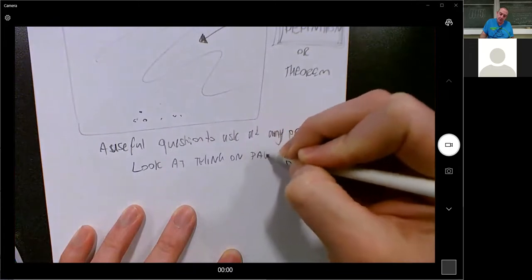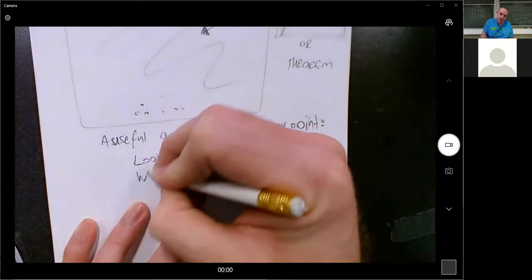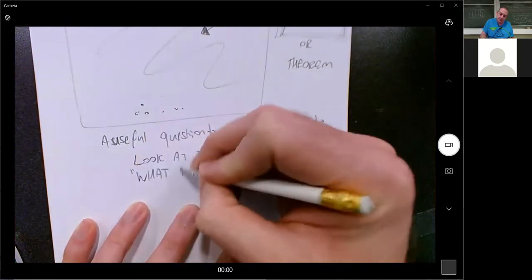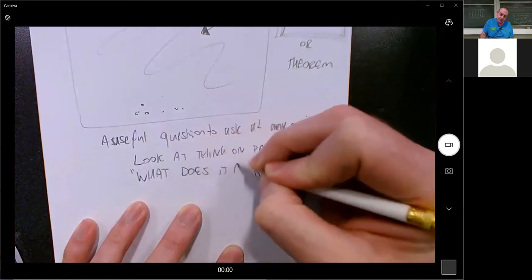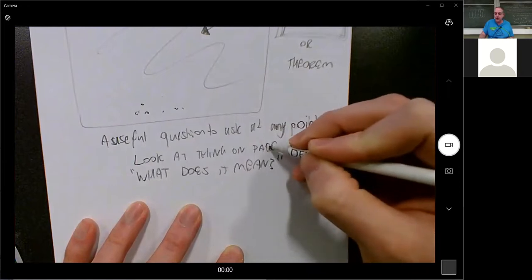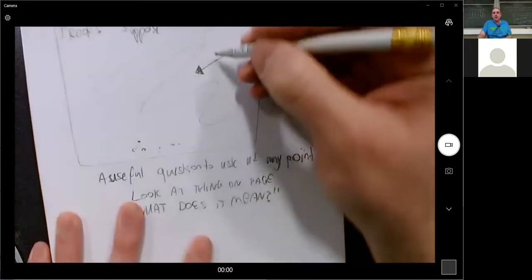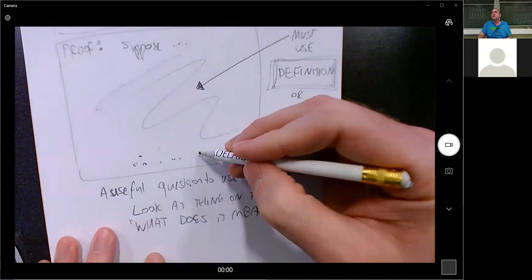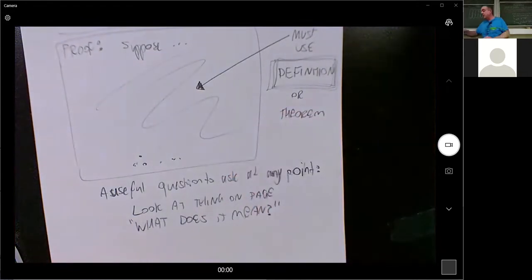Look at the thing on the page and say, what does it mean? And you don't have to ask it about the things at the beginning. You can also ask about the things at the end. And sometimes the answer to what does it mean is, well, they told me what phi or sigma was earlier on the page. That's what phi means.